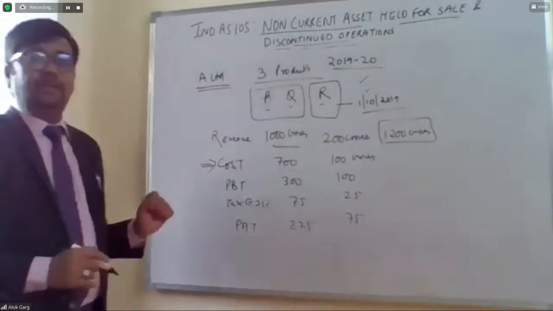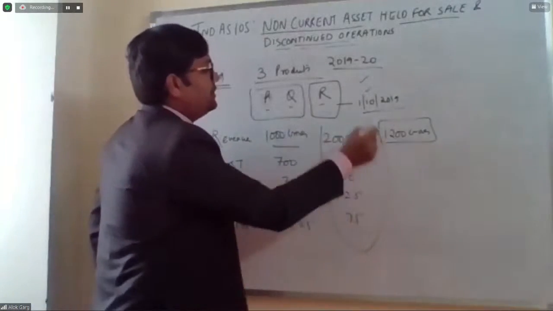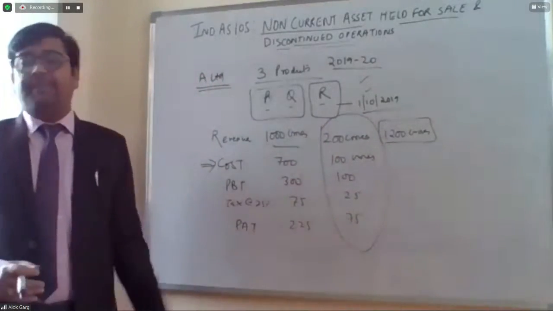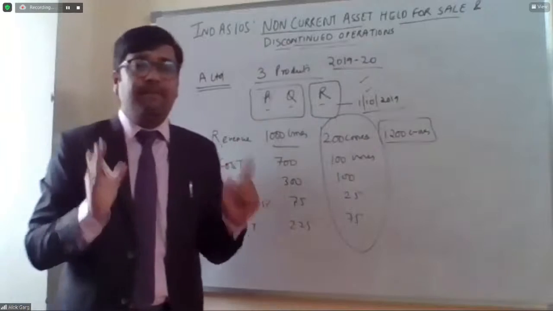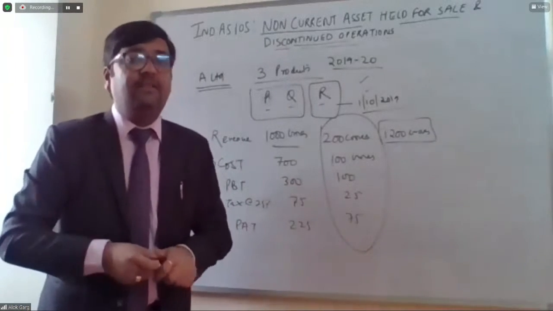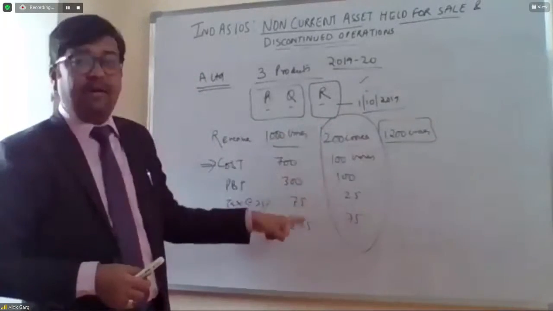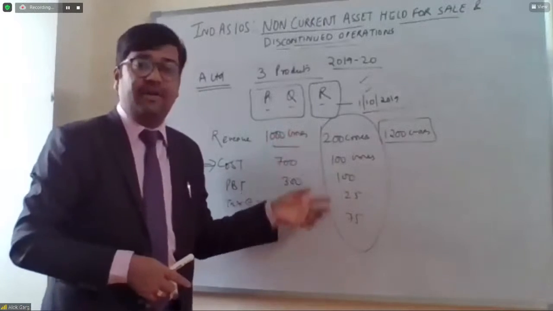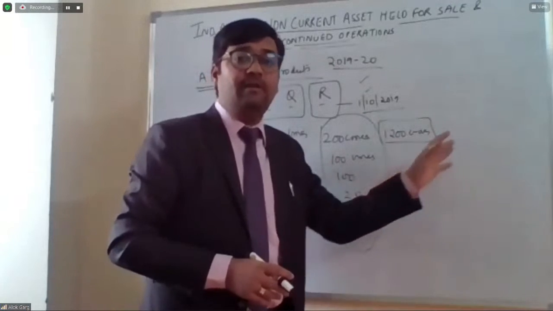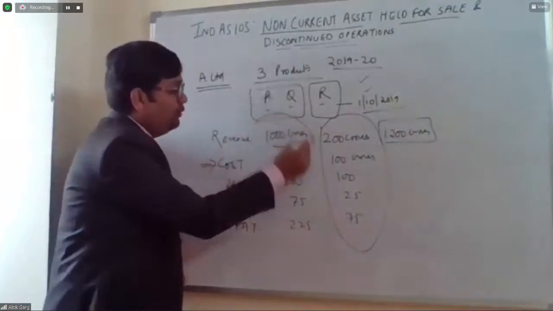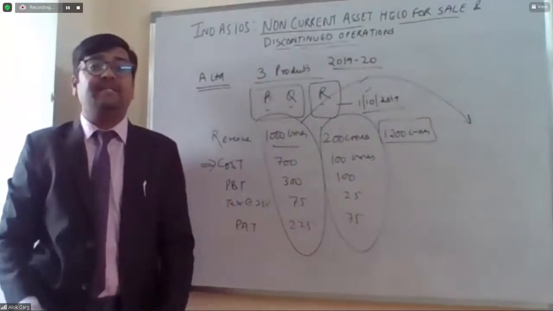Okay. So why does Schedule 3 and the standard talk about the separate disclosure of discontinued operation? The separate disclosure is required because when the company presents it separately, the user will understand that this is a discontinued operation, and these numbers, the revenue of 200 crores, 100 crores PBT, 25 crore tax, 75 crore PAT, will not come in future. This is the revenue from R, which is not going to repeat in future, so that they will take a decision accordingly.